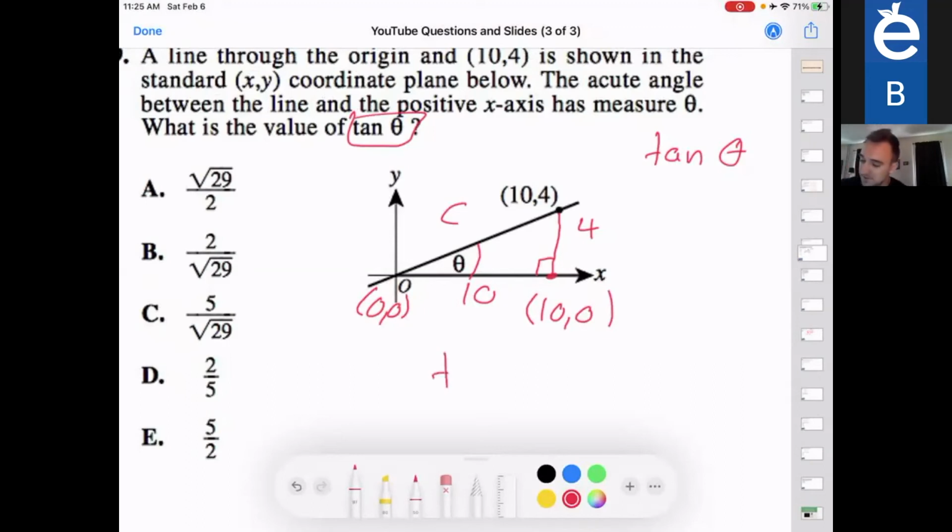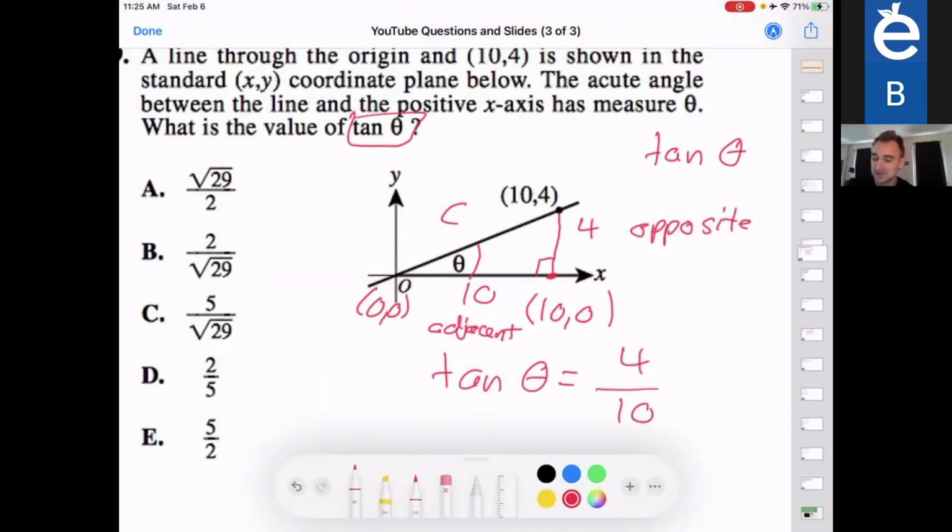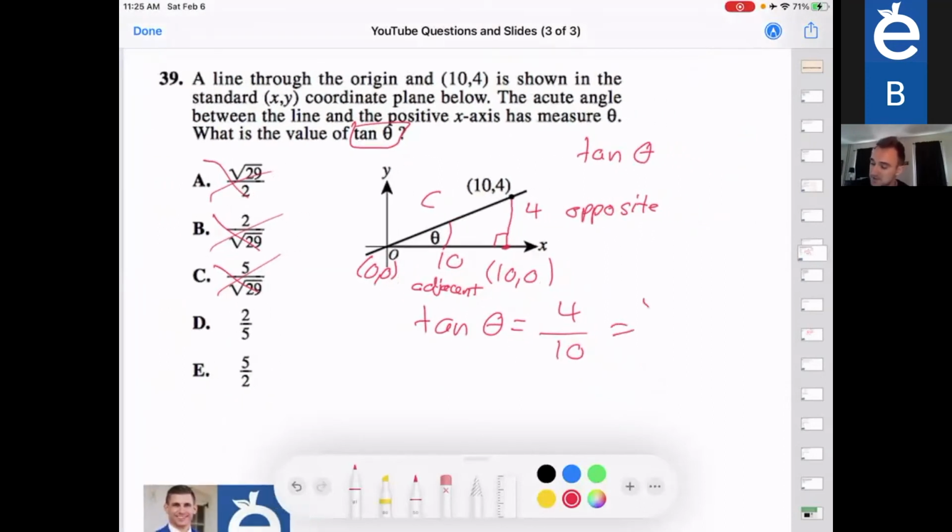So tangent theta of this angle is my opposite, 4. This one's my opposite if theta there is in the bottom left. This is my adjacent here. Opposite 4 over my adjacent 10. Now that's none of the answers here. Definitely not these, there's no radicals. But the simplified form of 4 over 10 is 2 over 5.